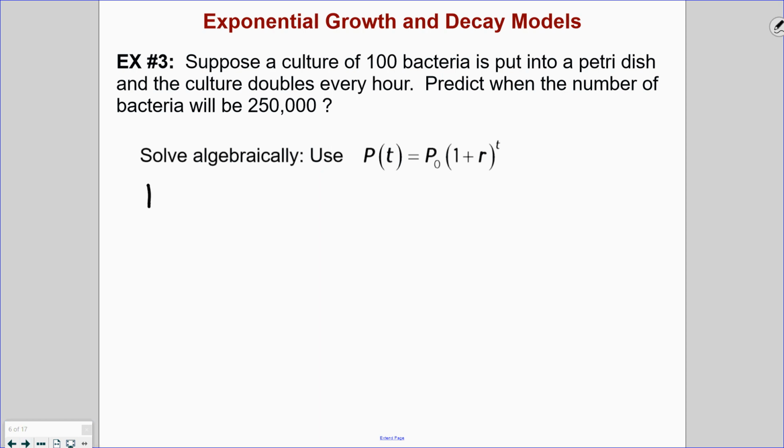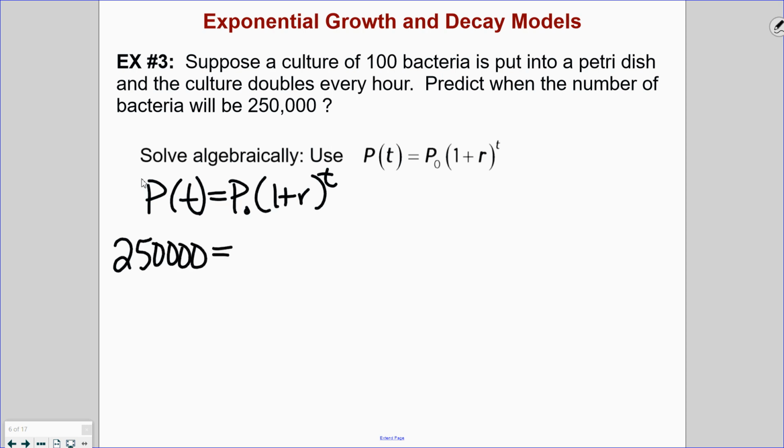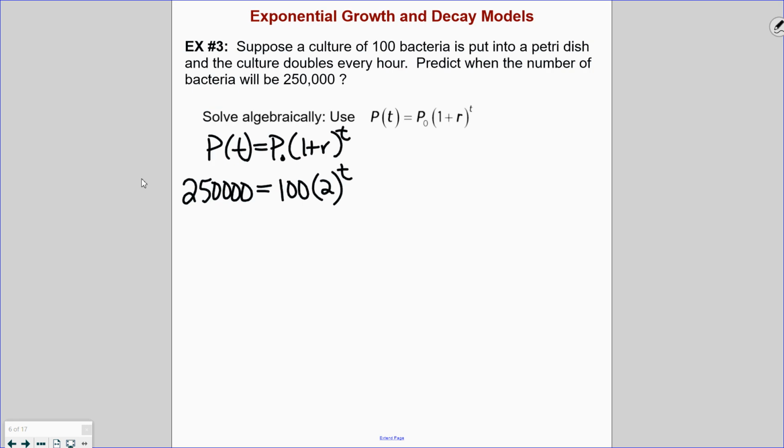So we have the formula P of T equals P sub 0 times (1 plus R) to the T. We're going to fill in the situation that we have. We want to know when we have 250,000. We want to know when that is the population. And our initial value is 100. We started with 100 bacteria. It doubles every hour, which means R is actually 1, or 100%. So 1 plus R is 2. You could actually figure that out without having to know that it's growth, because obviously when something doubles, you multiply it by 2. So you're just going to keep multiplying by 2. So that fits your exponential there.